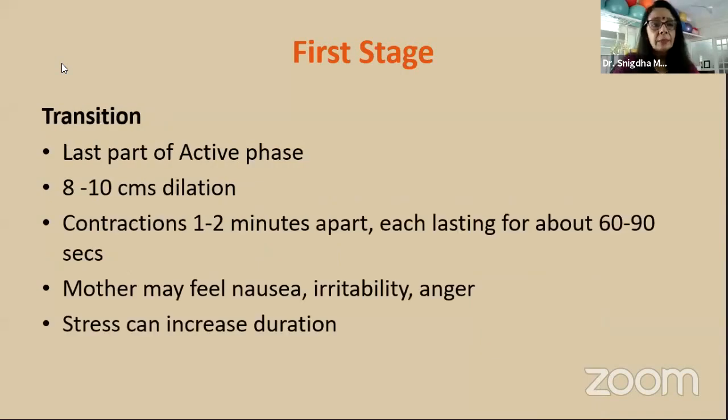During the first stage, we have the last part of active stage, which is called the transition. During this time, the 8 to 10 centimeters dilation takes place. Contractions become 1 to 2 minutes apart, and they last for almost 1 to 1.5 minutes. The mother may feel nausea, irritability, anger. Stress can increase duration.